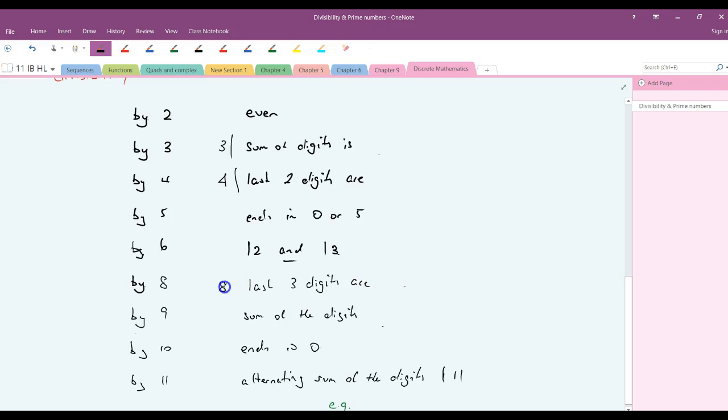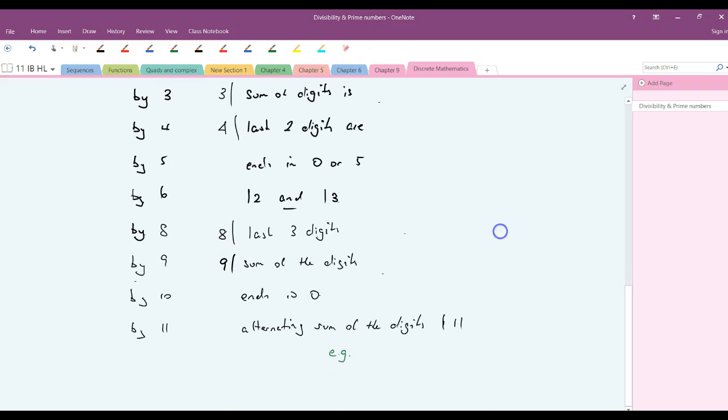8 divides the last 3 digits. 9 divides the sum of the digits. And finally 11 divides the alternating sum of the digits.